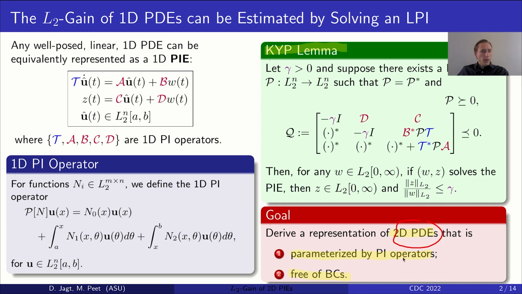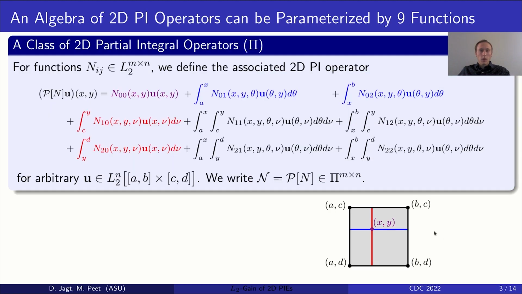Now, in order to do this, of course, we first need to define what our PI operators actually look like in 2D. So in 2D, we define the partial integral operators using 9 matrix-valued functions, using a multiplier term, these 2 partial integrals along just the x direction, these 2 partial integrals along just the y direction, and then these 4 double integrals along both the x and the y direction.